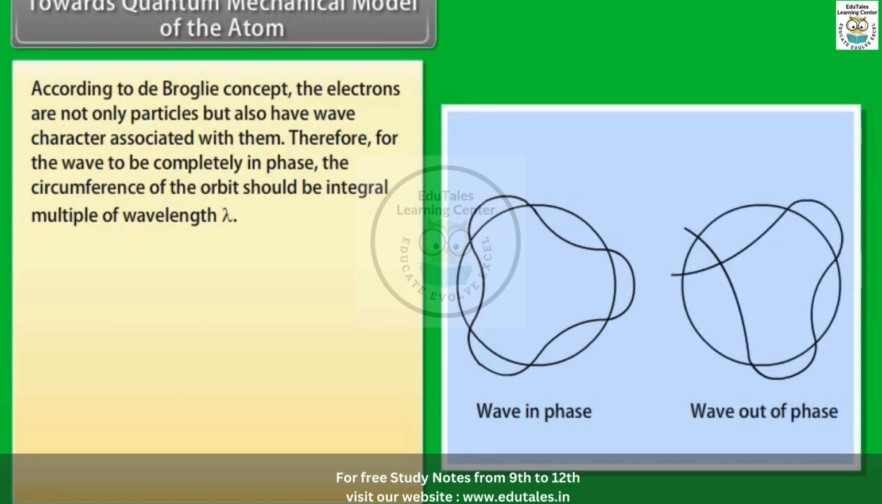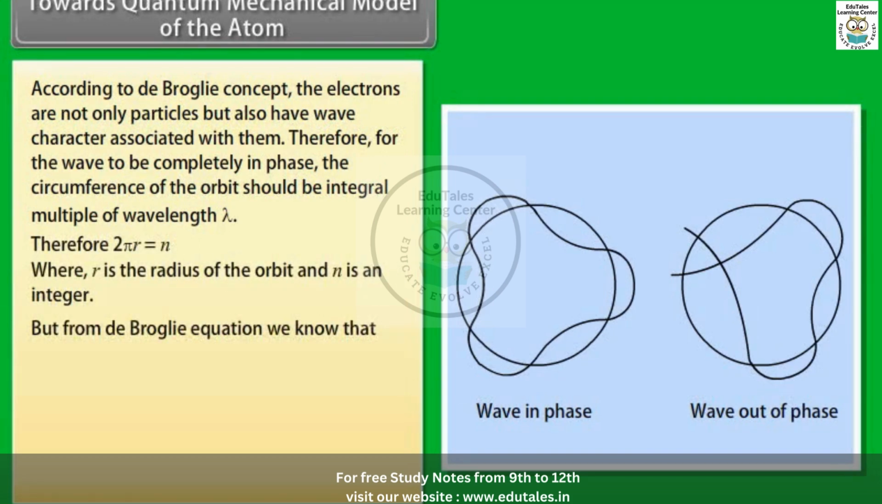Therefore, for the wave to be completely in phase, the circumference of the orbit should be an integral multiple of the wavelength lambda. But from the de Broglie equation we know that lambda is equal to h upon mv. Hence, 2 pi r is equal to n into h by mv, where mvr is equal to n into h by 2 pi.